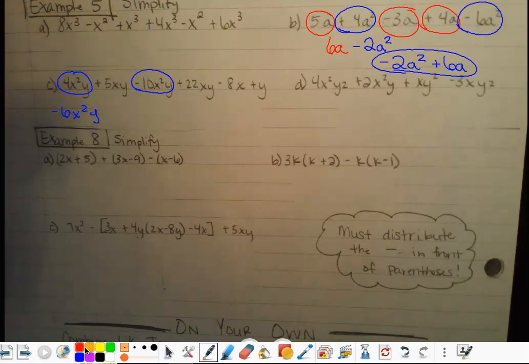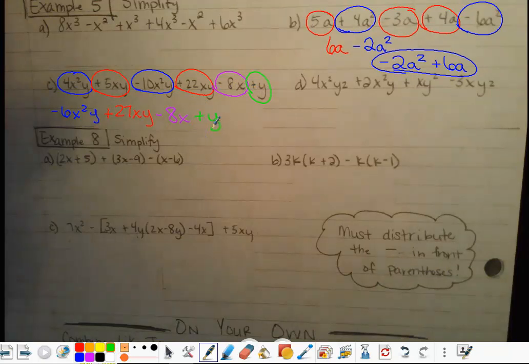Then we're going to move on over to plus 5xy and plus 22xy. Those have the same like term. Negative 8x, no. Plus y, no. So 5 plus 22 is a positive 27xy. Then we have a negative 8x and no others. So we're just going to write negative 8x. Essentially, we're bringing that down. And then we have a positive y, no other like term. So this is just going to be plus y.